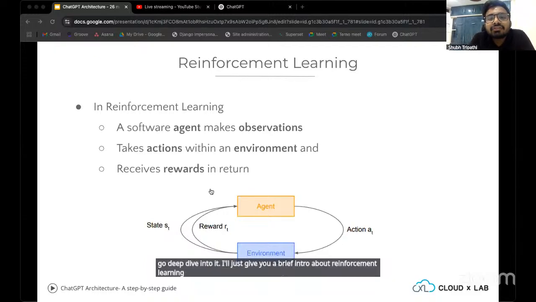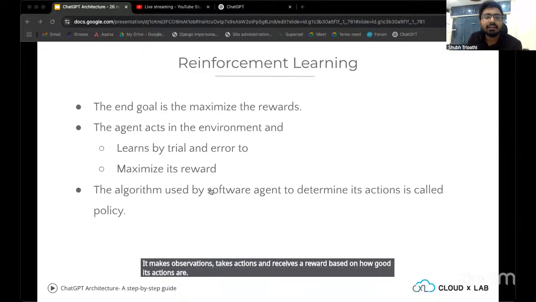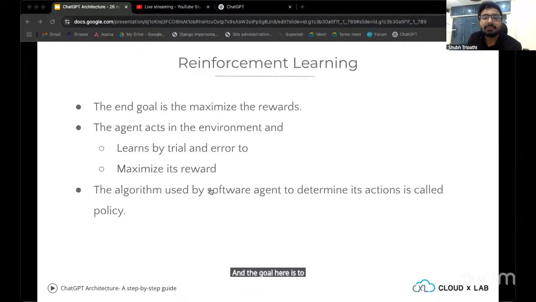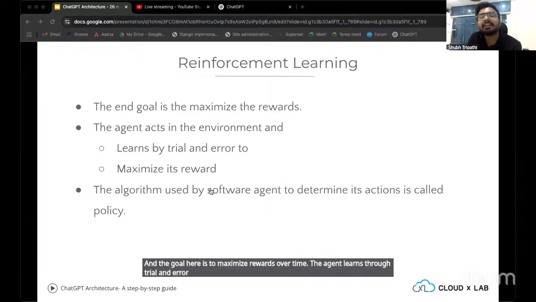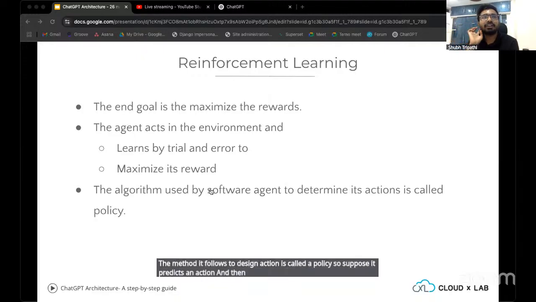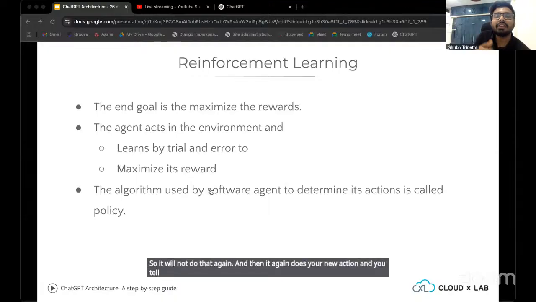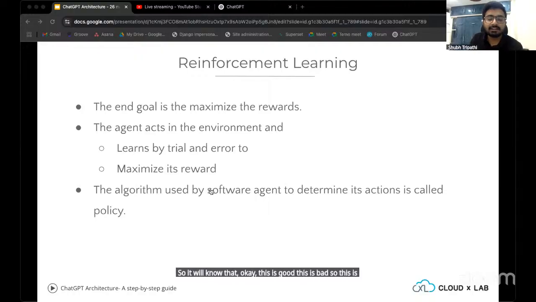In reinforcement learning, a software agent interacts with an environment. It makes observations, takes actions, and receives reward based on how good its actions are. The goal here is to maximize rewards over time. The agent learns through trial and error, refining its strategy to get better outcomes. The method it follows to choose actions is called a policy. Suppose it predicts an action, and you apply a penalty: you are bad, so it will not do that again. Then it does a new action, and you tell it, okay, you have done good, and you give it a reward. So it will know that this is good, this is bad. This is exactly what reinforcement learning is.